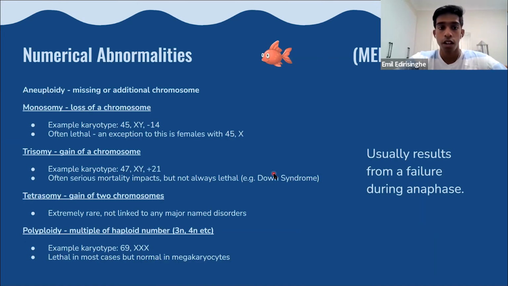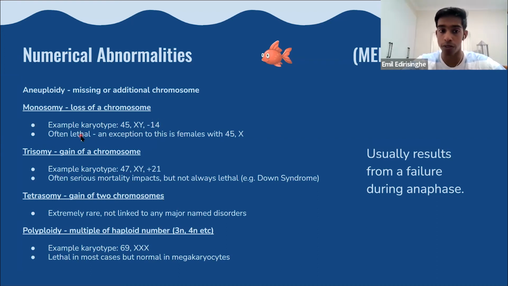Okay, so next we talk a little bit about numerical abnormalities that can occur in chromosomes. The first main one is aneuploidy. This is when you have a missing chromosome or an additional chromosome. Down syndrome falls under this section of aneuploidy. There are a few types of aneuploidy. There's monosomy, which is a loss of a chromosome. An example of this would be 45XY, where you've lost the 14th chromosome.